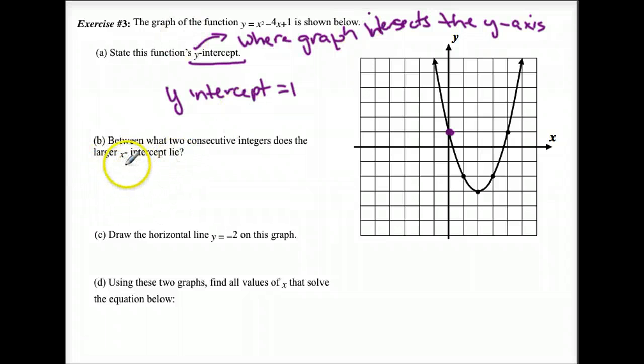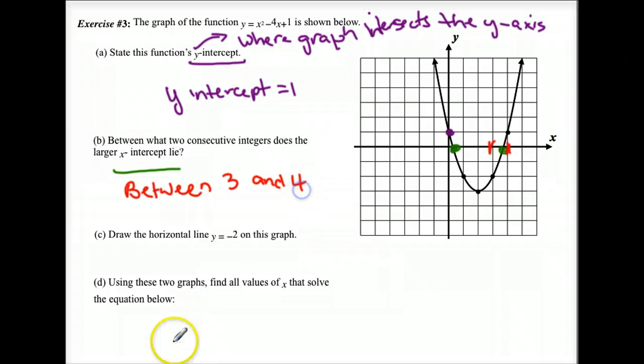Between what two consecutive integers does the larger x-intercept lie? So x-intercept, of course, is where the graph intersects the x-axis. Notice here I see it. There's one intersection here in green and another here. But the key word, it says the larger. So because we're dealing with the positive x, the larger one is on the right. So between what two numbers here? And consecutive, as you remember from Algebra 1, is numbers that come right after each other. So I know this point is somewhere between these two points. So this is going to be 1, 2, 3, and 4. So B is between 3 and 4.